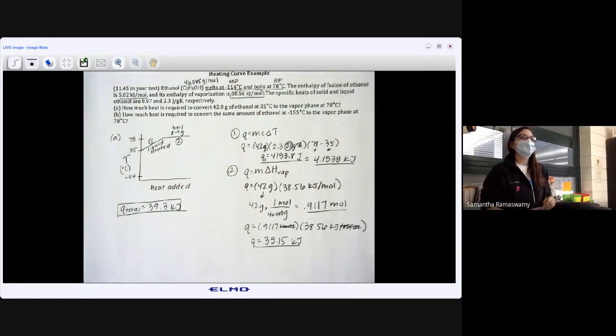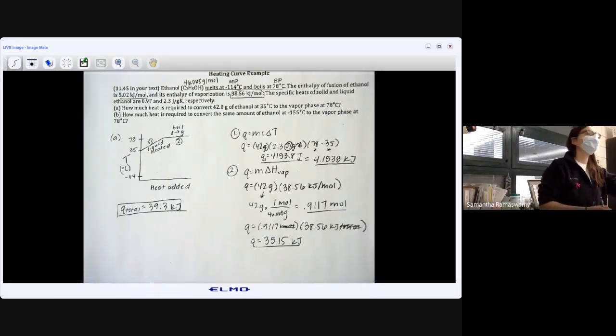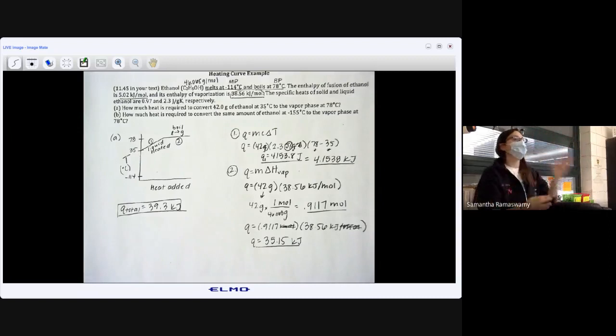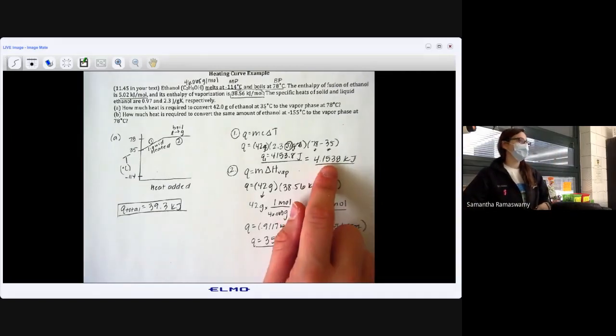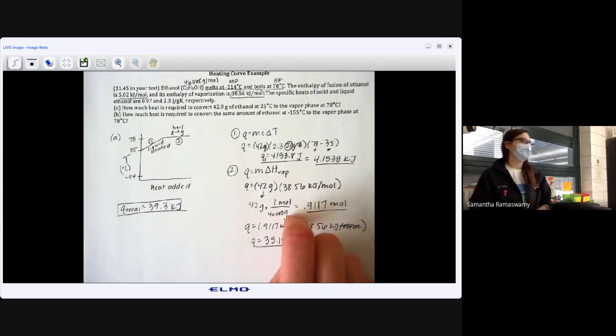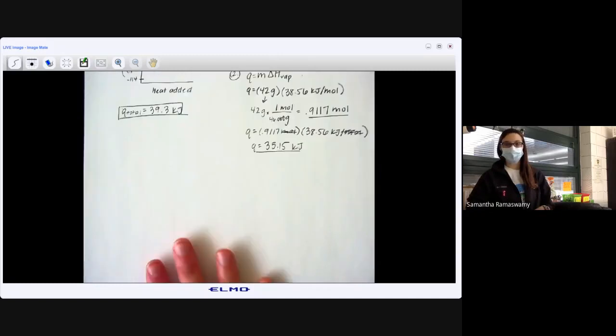So this is where we just had 2 portions of the heating curve. But because you were going between 2 different phases, you needed a heating curve. You could not just do Q equals MC delta T, because if you just did that, you would only get this 4.15 kilojoules instead of actually going all the way through to the gas phase.